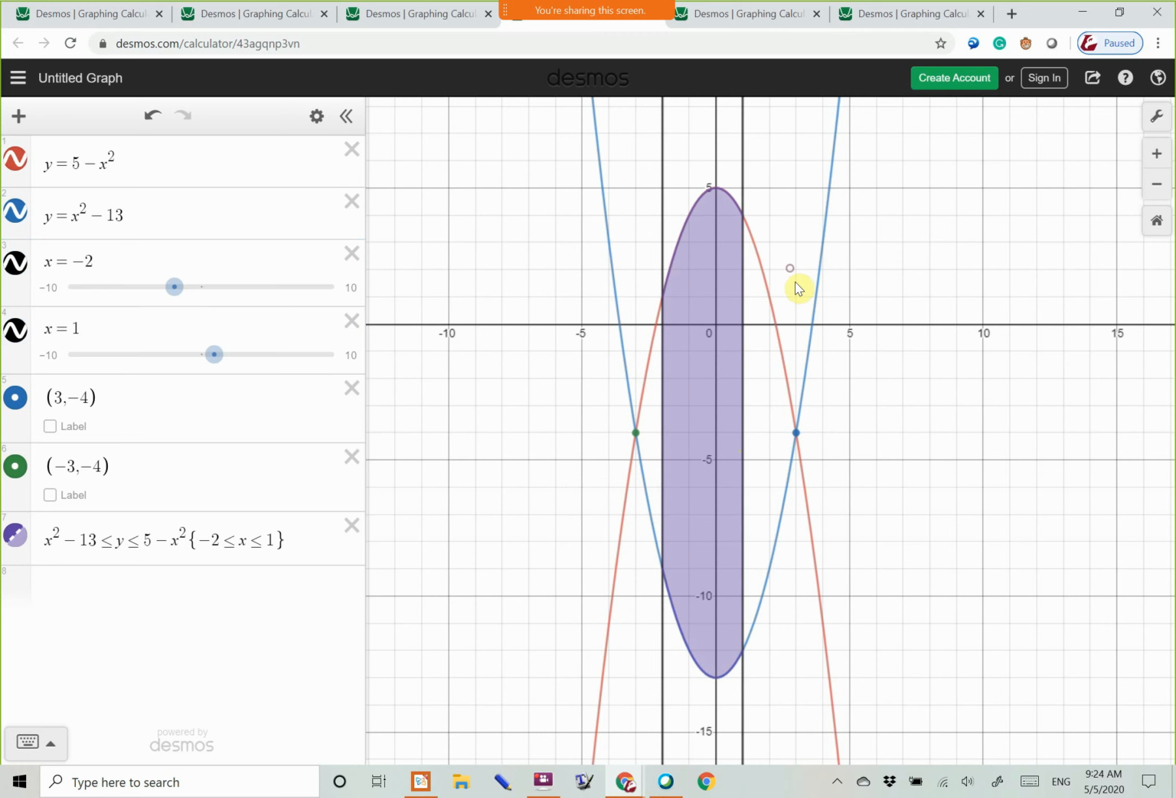Now, one thing to note about this is that in this purple region, the red curve is the one that's above, but the red curve isn't always above, right?